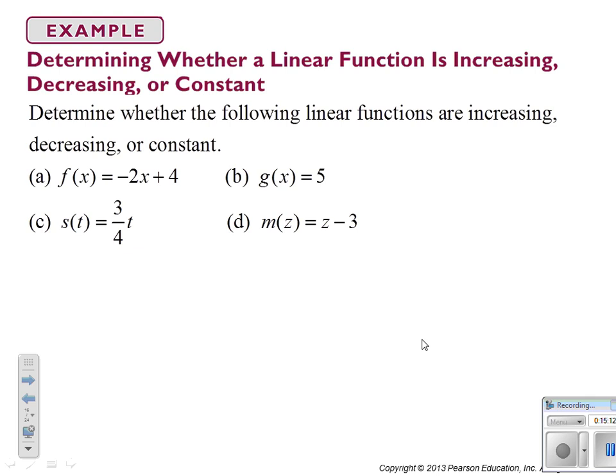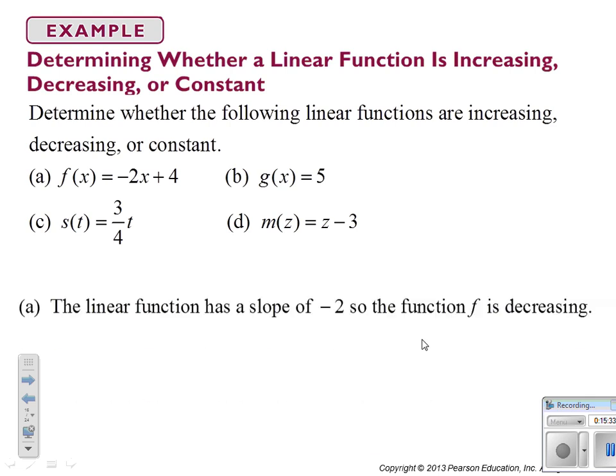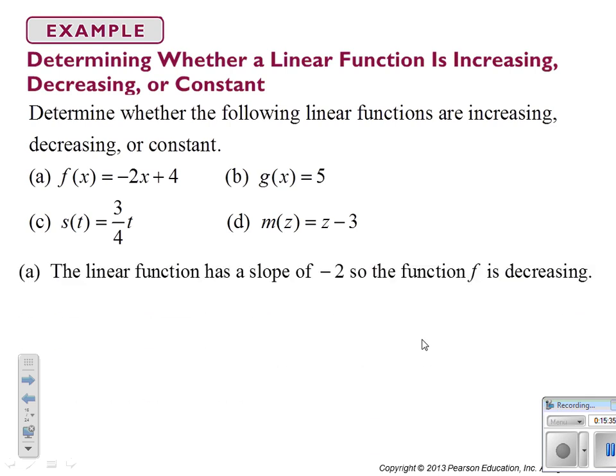All right, let's see how this looks. We are going to A, B, C, and D. Take a look at these linear functions and determine whether they're increasing, decreasing, or constant, and it will be fast, like a lightning round. F of x equals negative 2x plus 4. Our slope is negative, so it's decreasing.